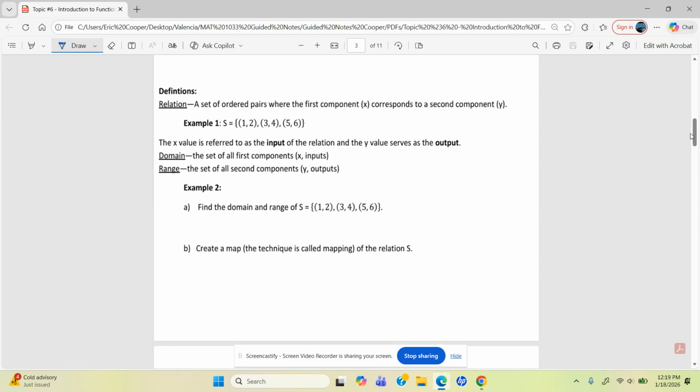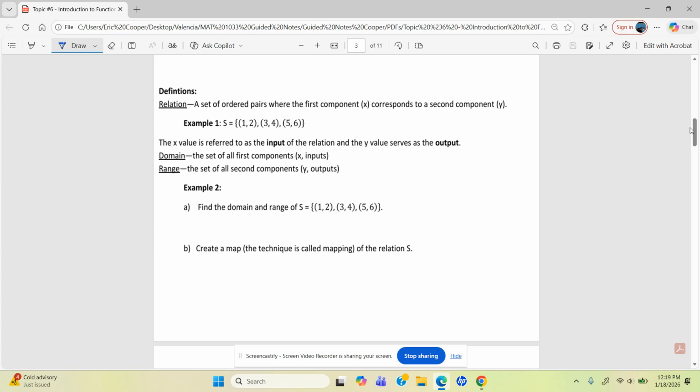Let's start with some definitions. First, we have a relation. A relation is a set of ordered pairs where the first component corresponds to the second component, where the first component is x and the second component is y. So essentially anything that you can put as a coordinate is a relation. The x value is referred to as the input of the relation and the y value serves as the output.